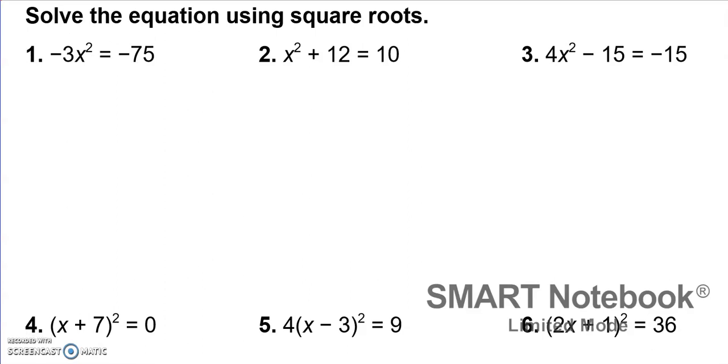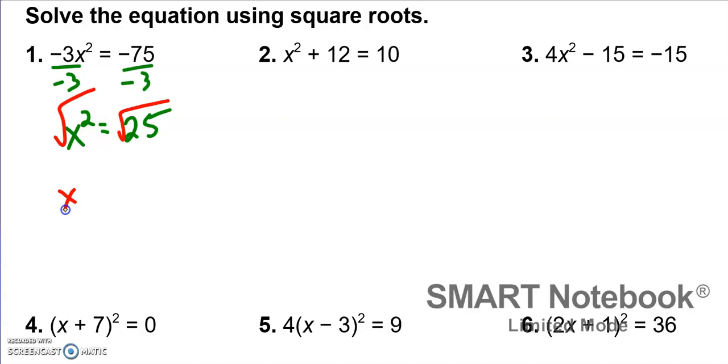Well, for the first one, I want to get the x squared all by itself. So I divide by -3. X squared is equal to positive 25. And now to get x all by itself, I need to take the square root. When I take the square root, remember, I have a positive and a negative. It's going to be x is equal to positive and negative 5.